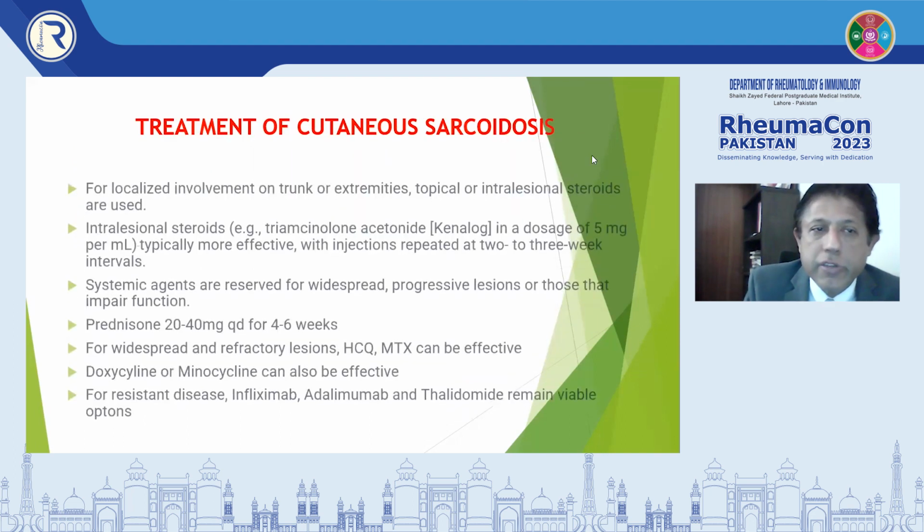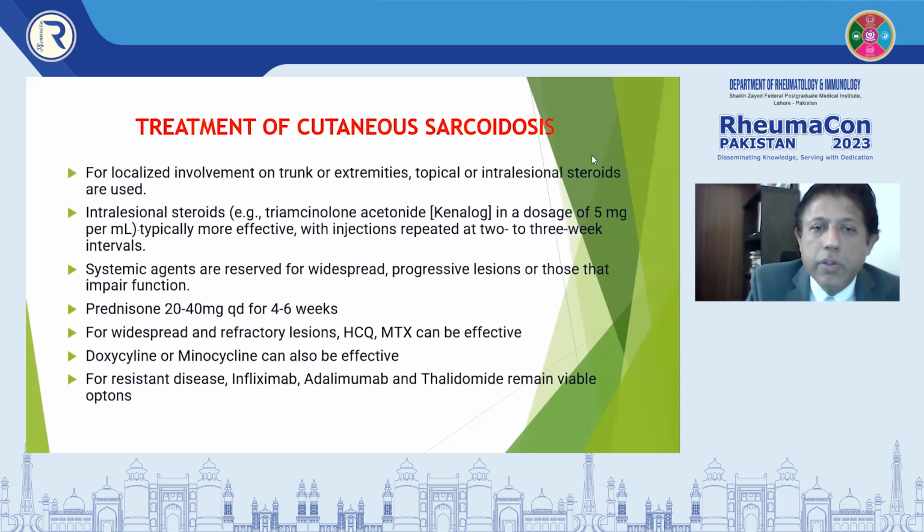Treatment of cutaneous sarcoidosis: for localized involvement on the trunk or extremities, topical or intralesional steroids can be used. Systemic agents are reserved for widespread progressive lesions, or if the patient is having a major disability from the skin lesions. Prednisone can be given orally for such patients for 4 to 6 weeks. If the lesions are not responding, you can add hydroxychloroquine or methotrexate. Doxycycline or minocycline can also be effective. For refractory cases, infliximab, adalimumab, or thalidomide have a role.